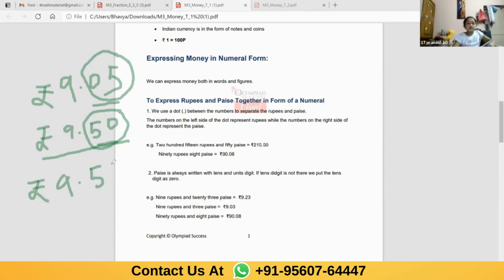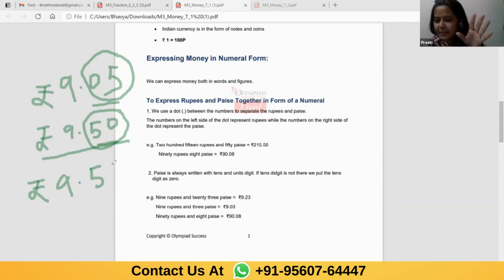Yes, Pranavi, how will you understand this? Ma'am, I cannot understand this in this way, because we cannot make out the figure by 0.